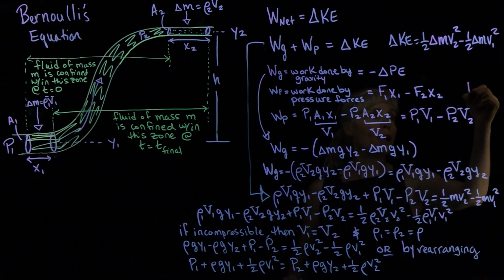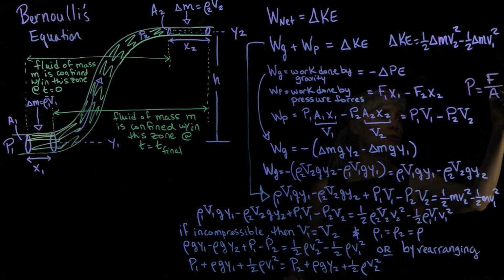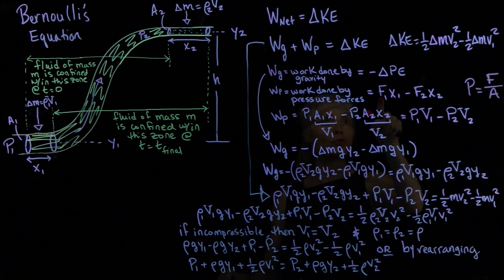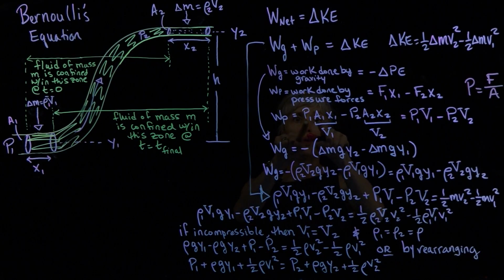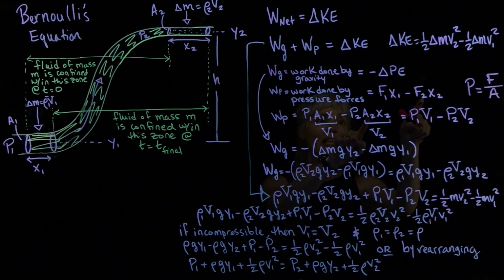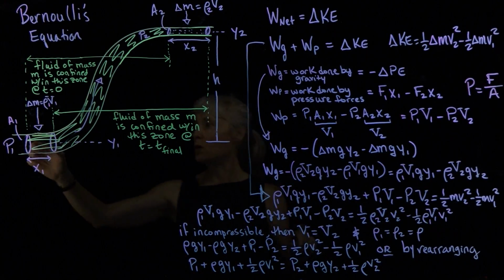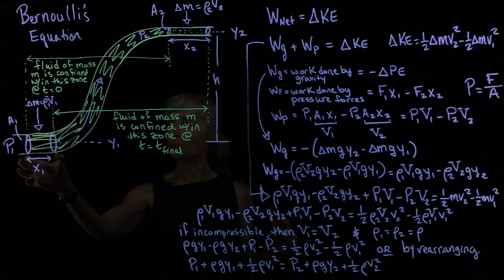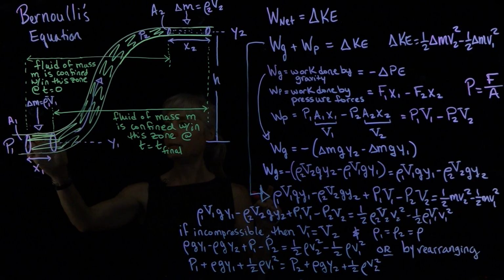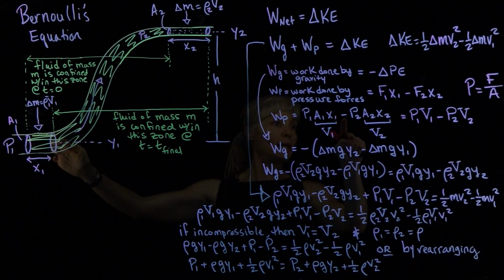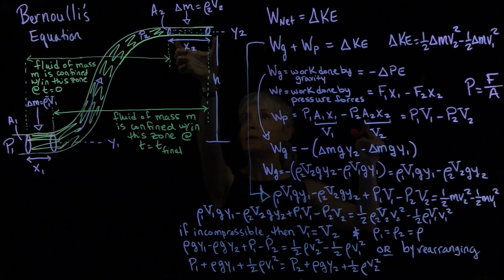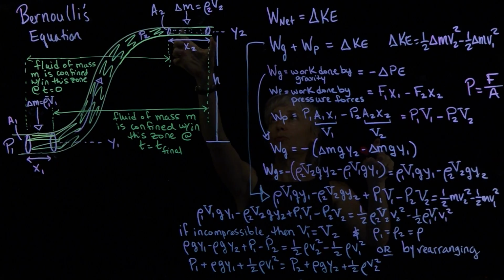Remember that pressure is equal to force divided by area, so force then is pressure times area. So I can rewrite F1 as P1 times A1 times that distance x1, minus, now I can write F2 as P2 A2 times that distance x2. Now notice that A1 times x1, if I take this cross-sectional area and I multiply it by this length x1, I can write that as the volume V1. And then I can also write A2 times this distance x2 as volume V2.